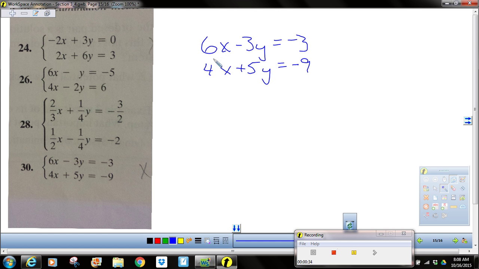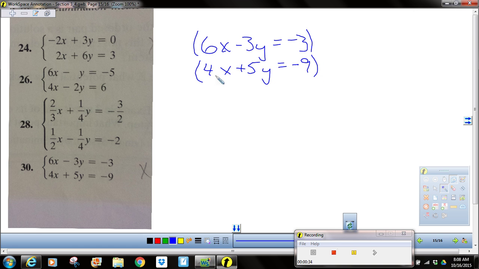If I was going to do x, I could make these both 12s by multiplying that by 2 and that by 3, but they wouldn't have different signs. I'd have to put a negative on one of the multiples, on one of the things I'm multiplying by. Y's already have different signs, so I think I'm going to work with the y's and eliminate them.